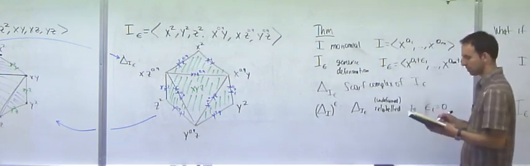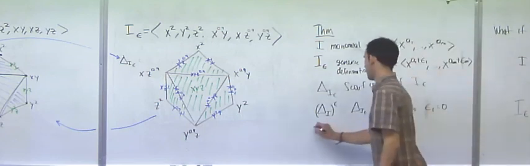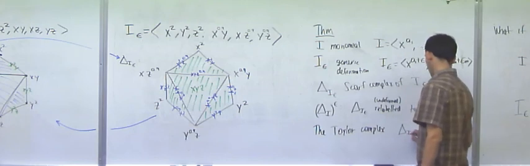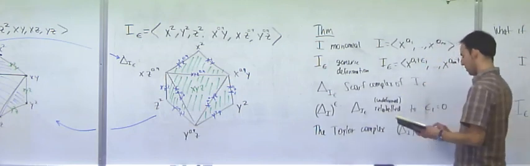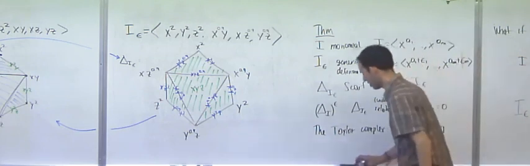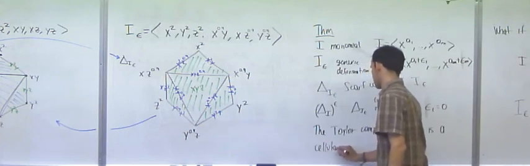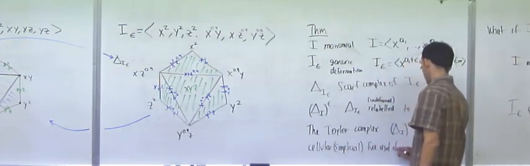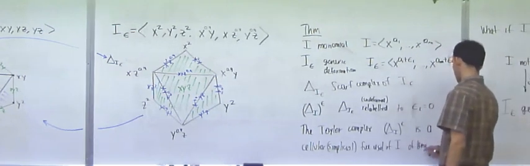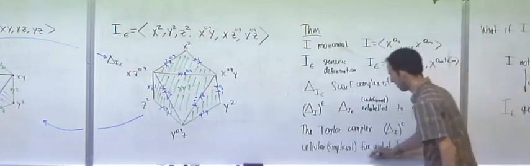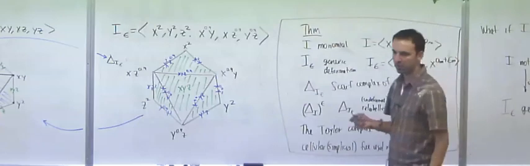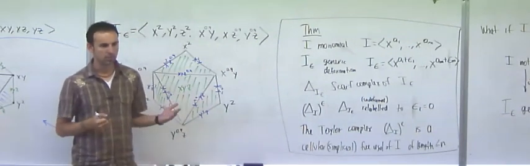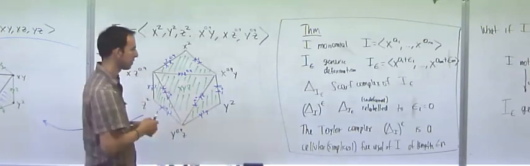Okay. Then it's a simplicial complex. And then the Taylor complex, delta I super epsilon, is a cellular simplicial free resolution of I of length less than or equal to n. By the way, why is the length less than or equal to n? Because I proved that the Scarf complex has dimension at most n minus 1. So it only takes n steps plus the additional step to get to I.